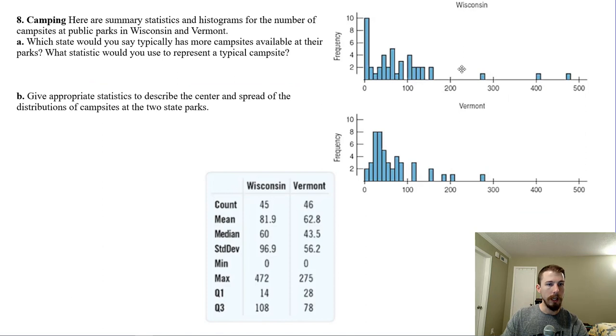All right, number 8, camping. Here are summary statistics and histograms for the number of campsites at public parks in Wisconsin and Vermont. What state would you say typically has more campsites available at their parks? What statistic would you use to represent a typical number of campsites?